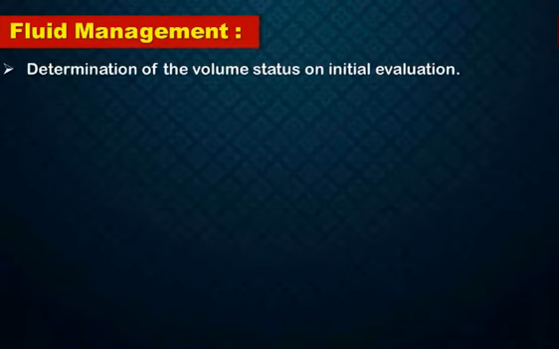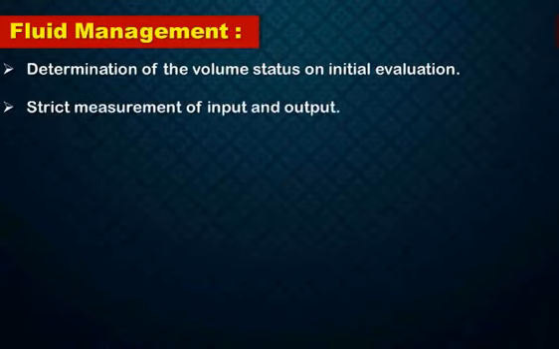Determination of the volume status on initial evaluation. First, is your patient hypovolemic or overloaded? Strict measurement of input and output. So you should insert a Foley catheter for real assessment of the urine output, and according to that, you will determine what input you should give.